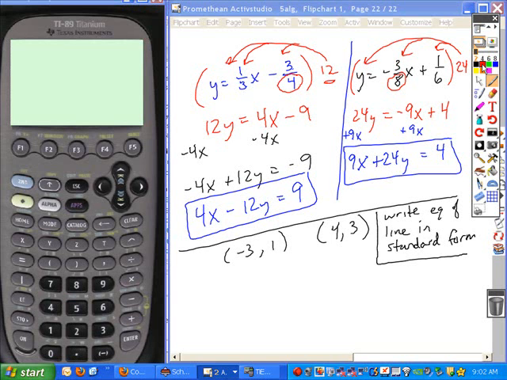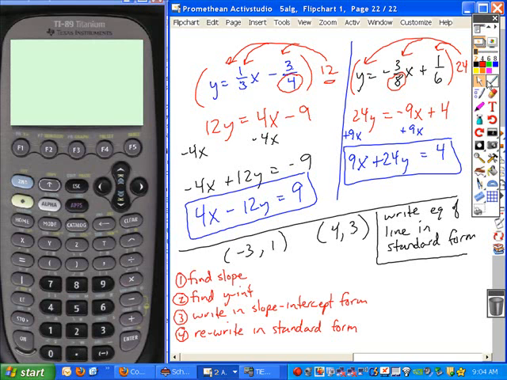Slope-intercept form to create your equation. Once you have the equation in slope-intercept form, you're going to convert it into standard form with integer coefficients written in the form ax plus by equals c. All right, let's talk through. Okay, so here are your steps.